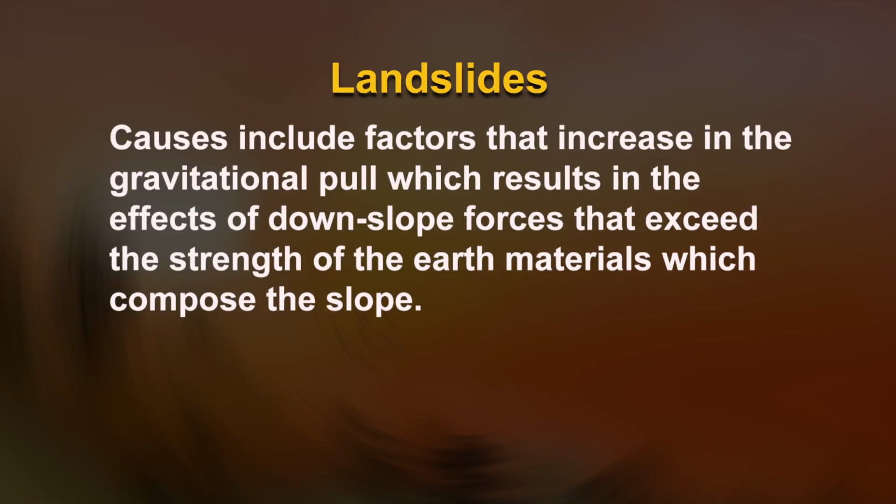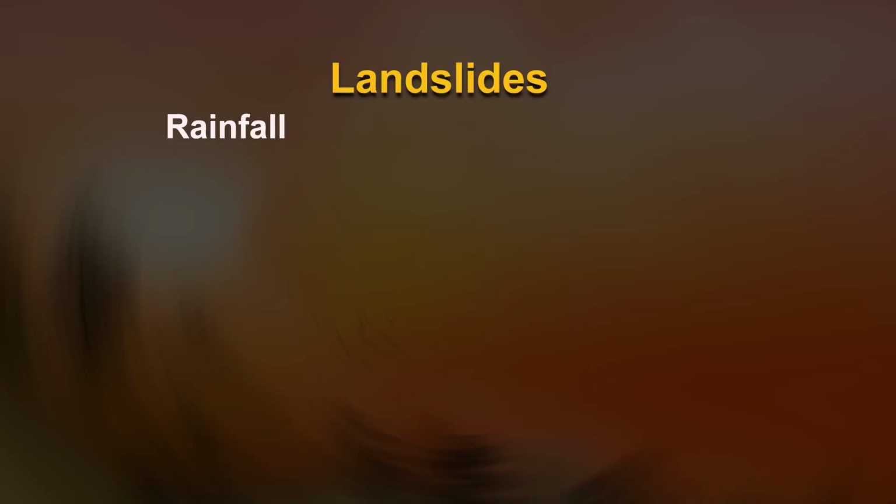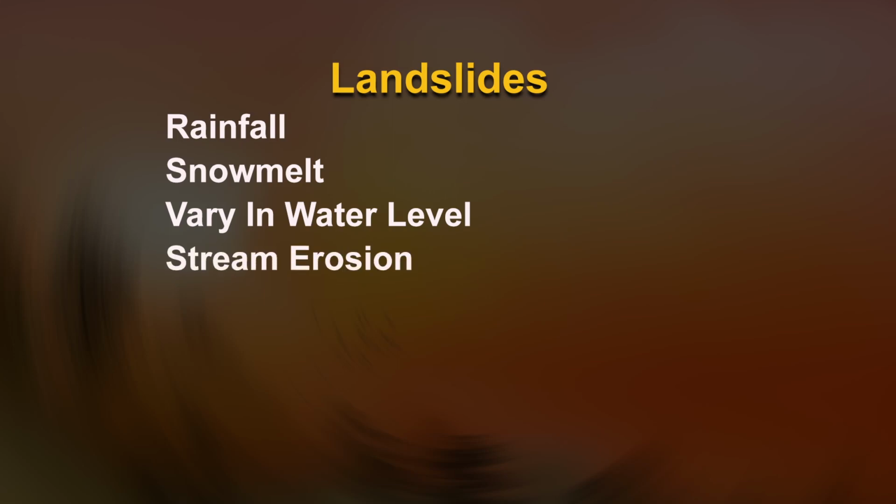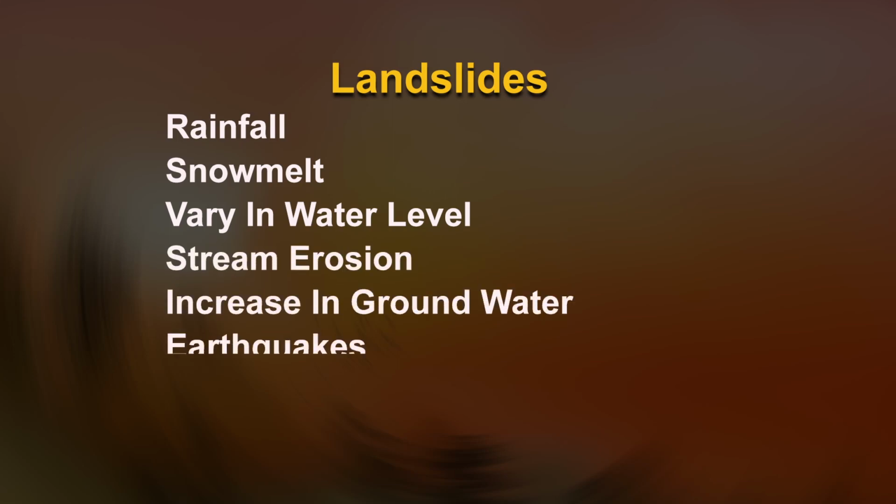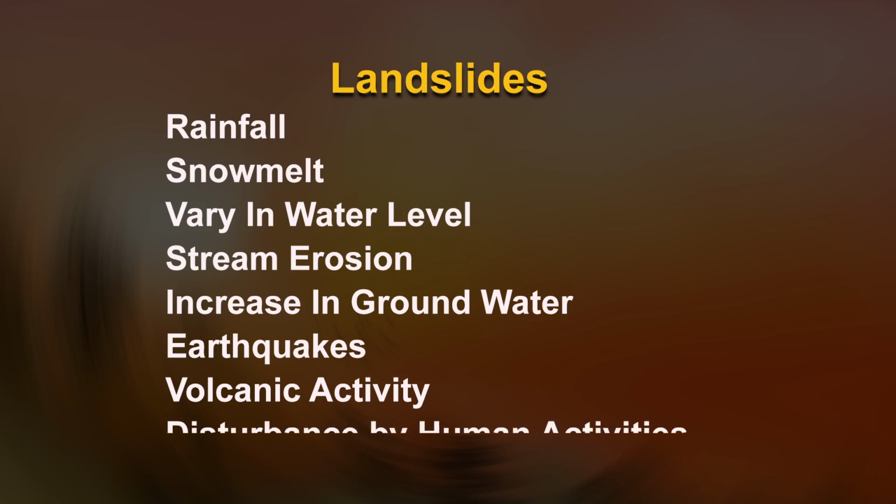There are multiple causes for landslides. The causes include an increase in the gravitational pull, which results in the effects of downslope forces that exceed the strength of the earth's material which composes the slope. Another cause is the low or reduced strength of the slopes that are on the threshold of movement by rainfall, snow melt, varying water levels, stream erosion, increase in groundwater, earthquakes, volcanic activity, disturbances by human activities, or any other groupings of these factors.